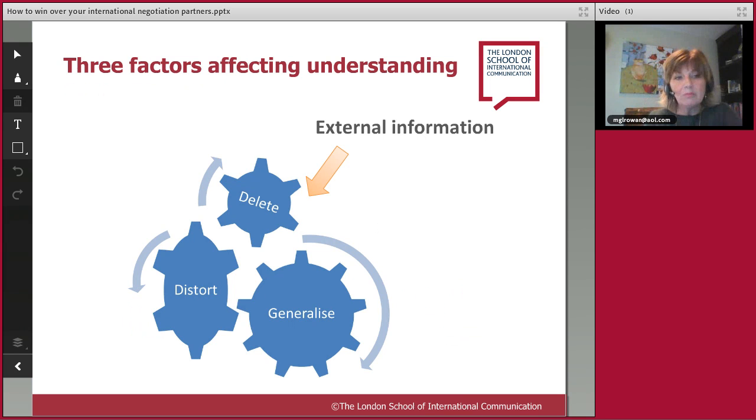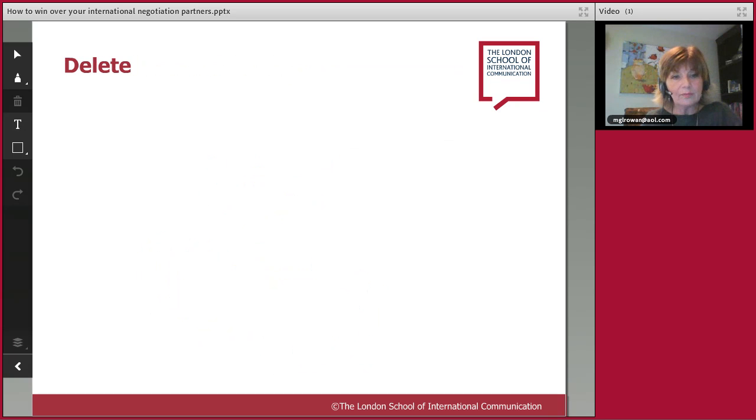So the three main factors that will affect understanding when we're taking in information from outside are three automatic filters that we have. The first one is delete. The second one is distort, and you can imagine how difficult a distorted wheel makes the cogs of understanding. And then the third one is generalise. We're going to look at each of these in turn and see what the effect of each is and how we can get around it.